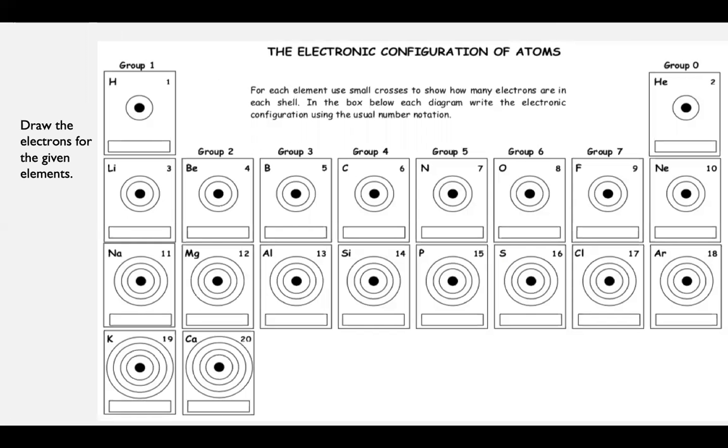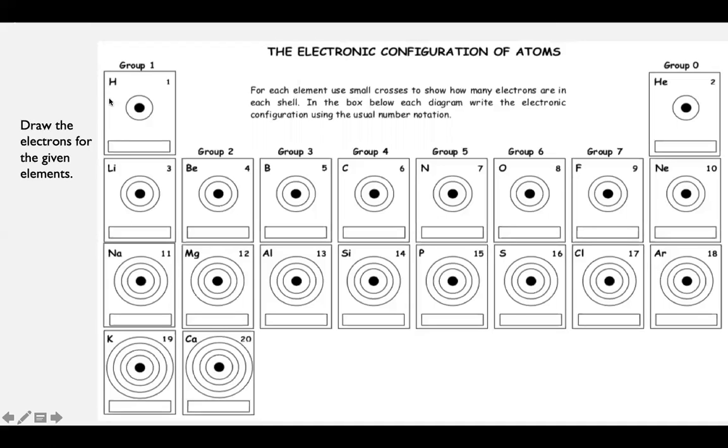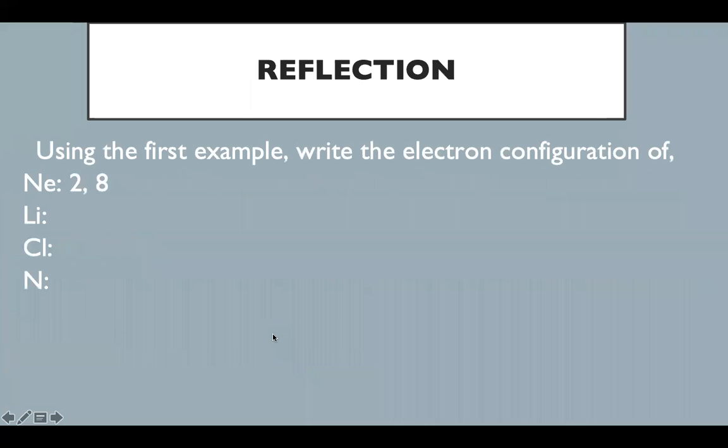So I would like you to have a go at the first 20, but for modified students, you can just do for first 10 elements. So you can just get a hint there. It's already drawn. Hydrogen is in group 1, and also in period 1, so only one shell. So you can get the idea from here, or maybe copy that and you can draw that in your books. Okay? And then do the reflection. And let me know if you have any questions.